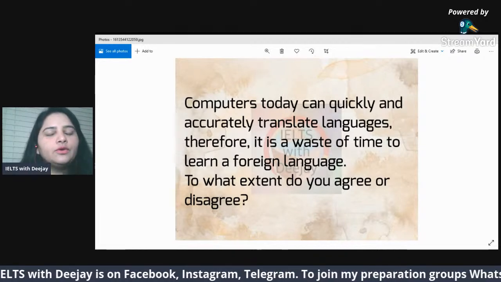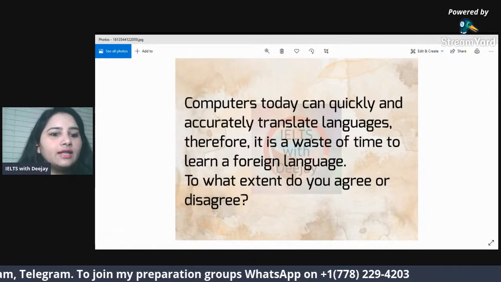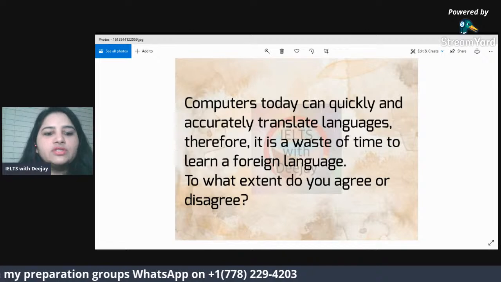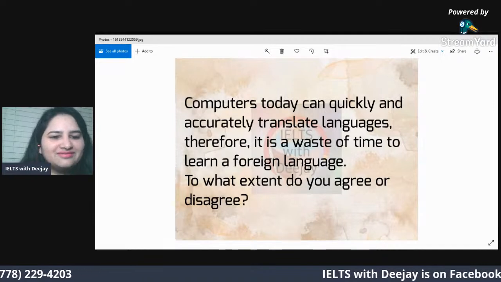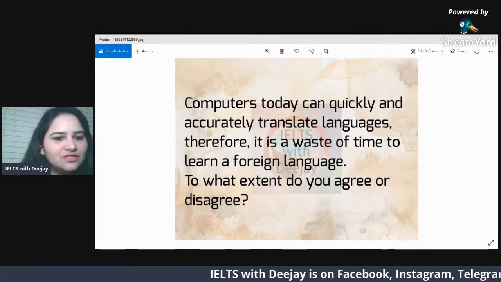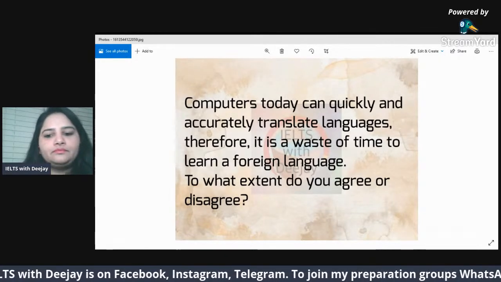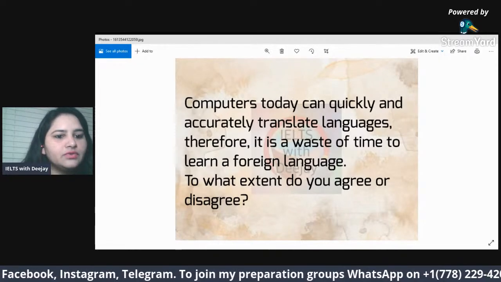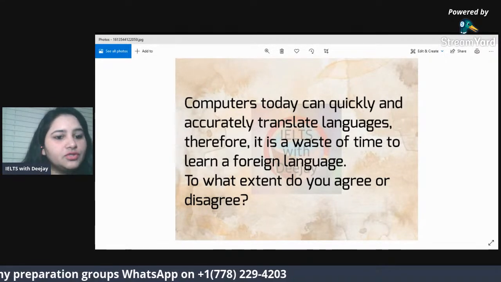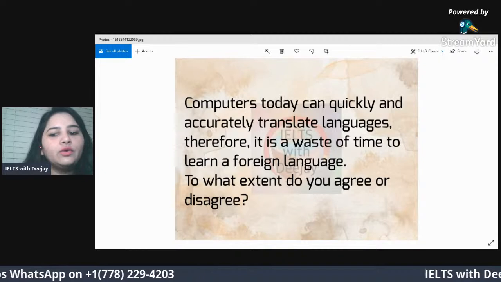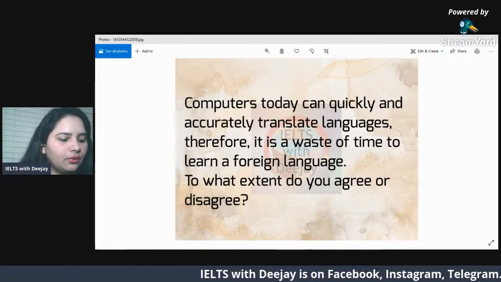This is very simple. You have to simply say that I partially agree because I think, then you have to tell the reason that I think learning a foreign language is important. Just give me one second. It's a wastage of time to learn a foreign language. You can say when it comes to conversation, it is really important to learn a foreign language. So I partially agree with this statement that we should learn foreign language, because you can put the word conversation here. When we are doing conversation, we need to learn the language.